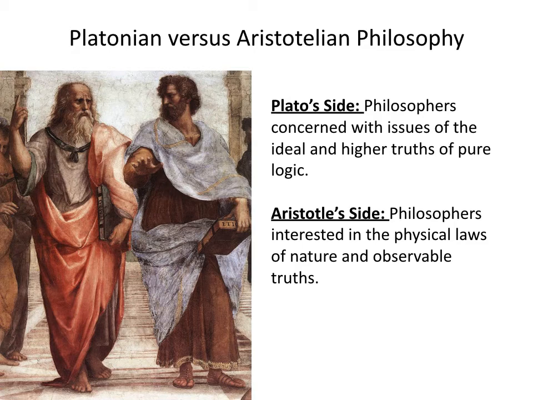One example you guys might be familiar with is Pythagoras, who discovered the laws of harmony in music and mathematics. So he is represented on Plato's side. On Aristotle's side, you have philosophers interested in the physical laws of nature and observable truths. For example, Euclid, who was interested in measure and the practical, and is known as the father of geometry.